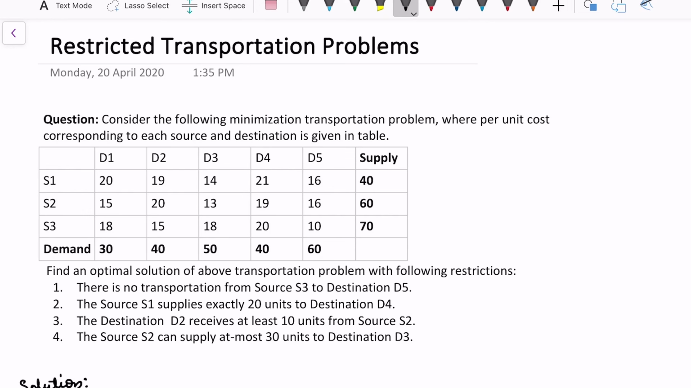In this video, I'll be talking about restricted transportation problems. So here I have considered a problem where a lot of restrictions are asked in different parts, which are 1 to 4 that I've listed.